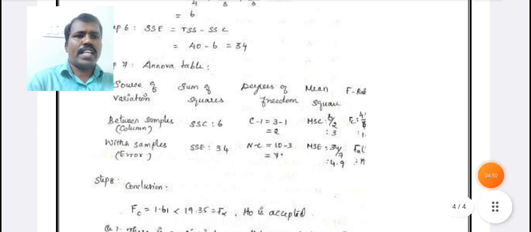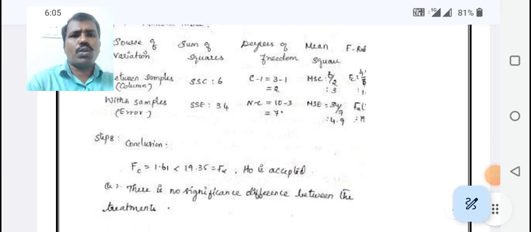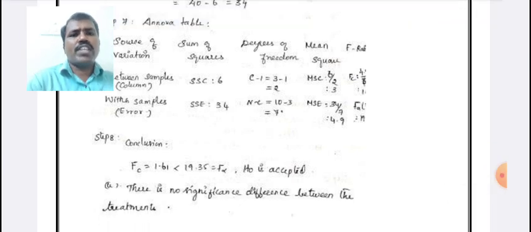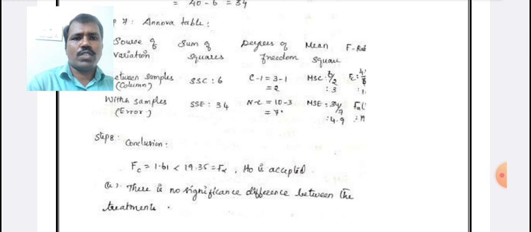Therefore, finally going to the conclusion. The table value of F(6,2) is 19.35. The calculated value is 1.61. Therefore the calculated value is less than the tabulated value. Therefore H0 is accepted. That is, there is no significant difference between the treatments.